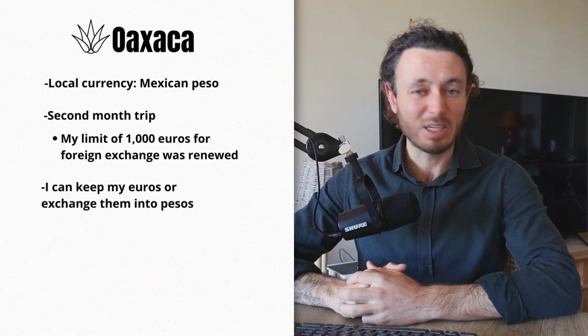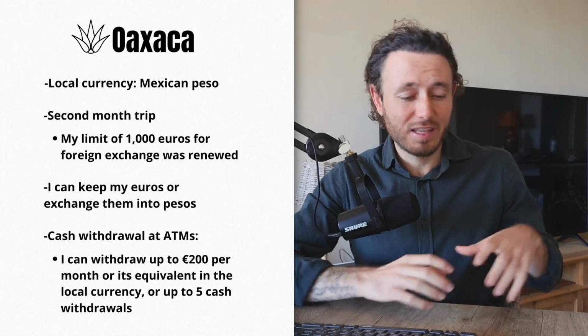We are in Oaxaca now, Mexico. It's a very authentic place in Mexico. It's far away from that touristic Riviera Maya and Cancun. The colors are very bright and the food is delicious. Anyway, the local currency here is the Mexican pesos, or in Spanish, pesos mexicanos.